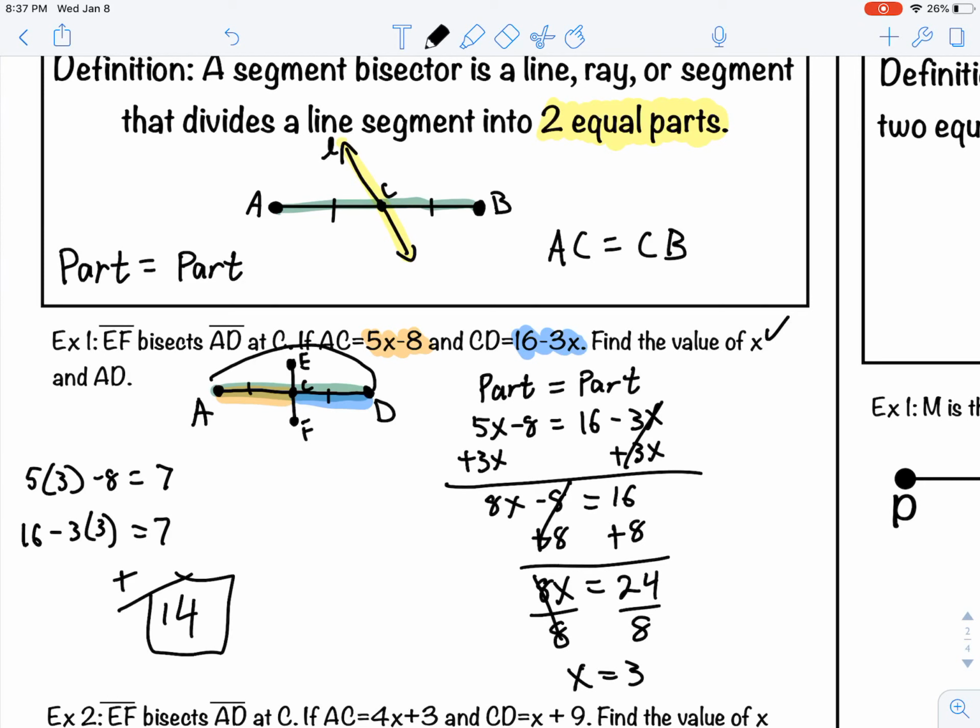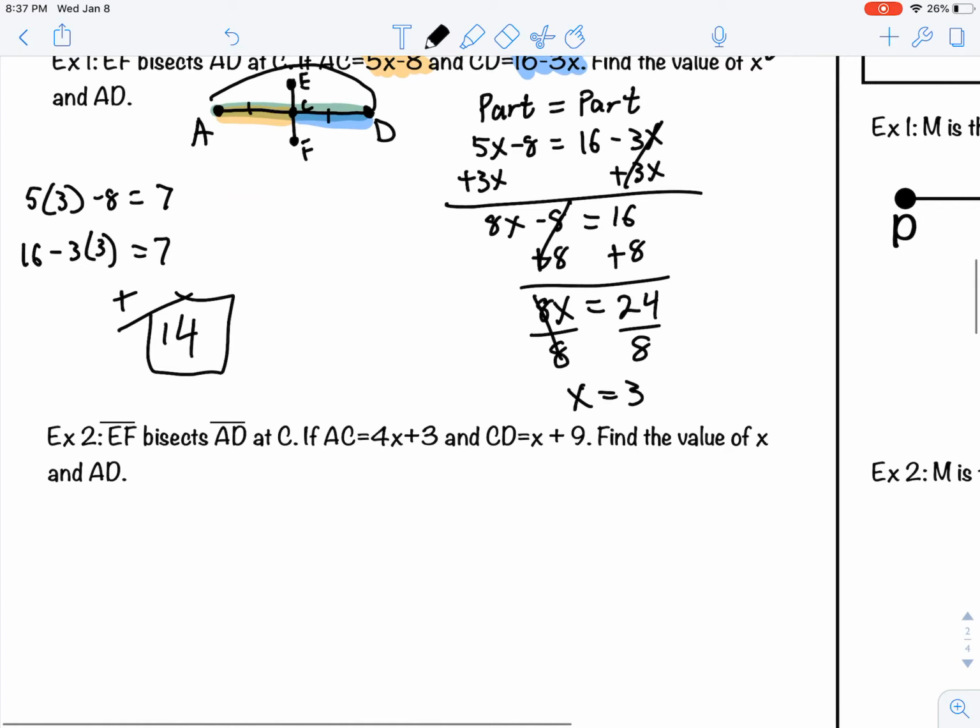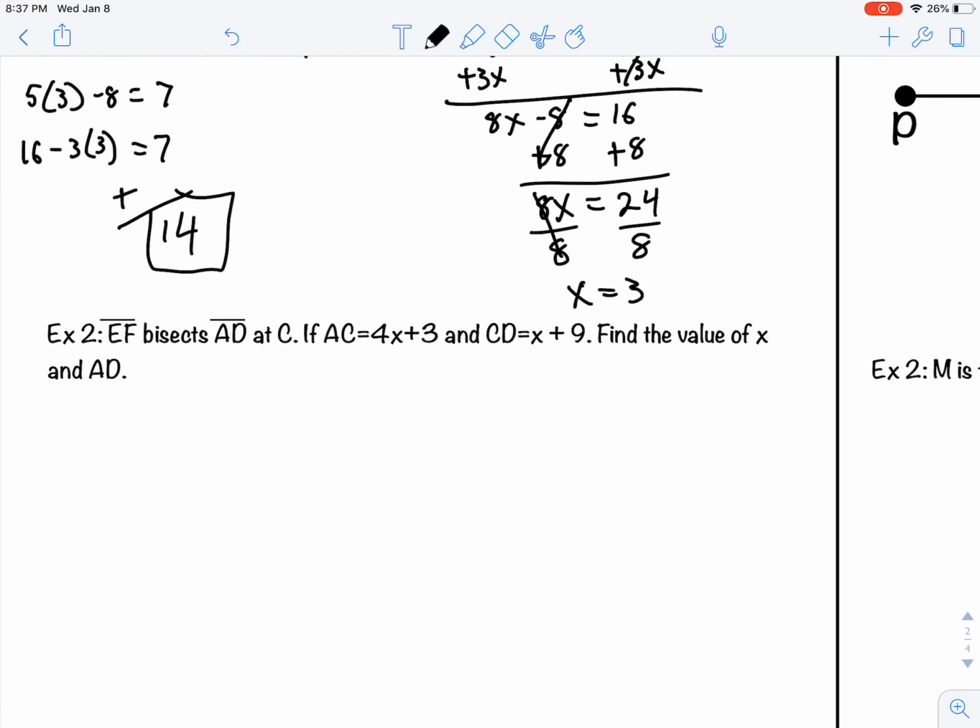All right. Cool. Now, there is a shortcut to that. Since we know that we have 2 equal parts, did I have to go back and plug in that second 3 to that second expression? No, I didn't. I could have just doubled that first answer and gotten my final answer. Okay, so you can do that on the next one. All right, so our next example is EF bisects AD at C.